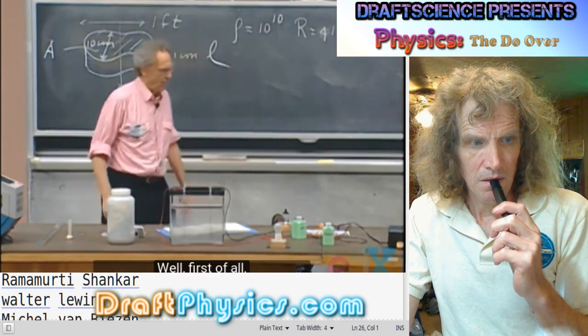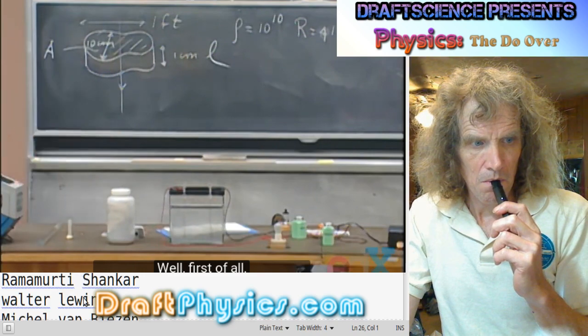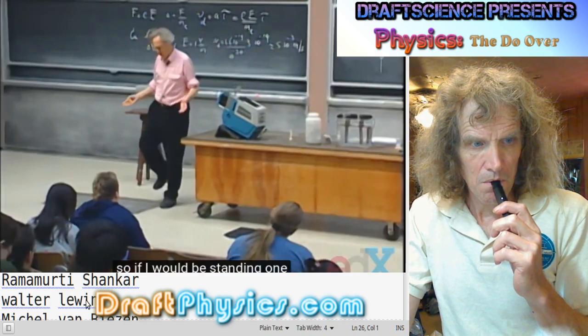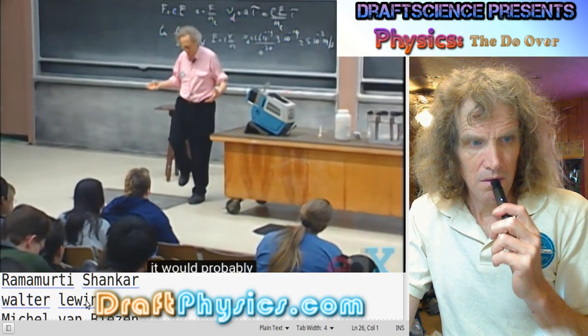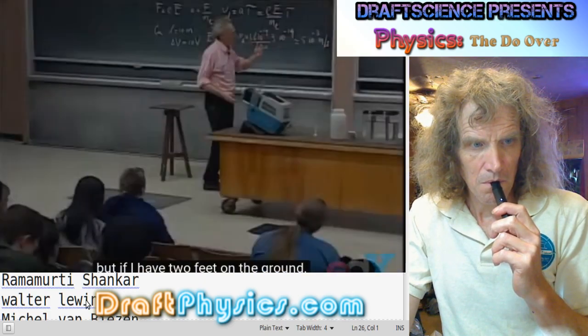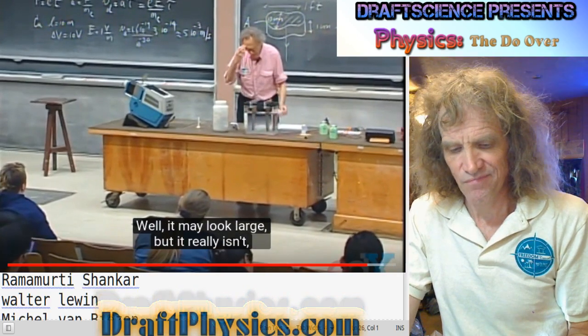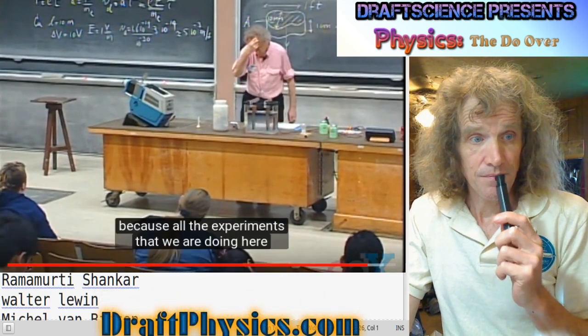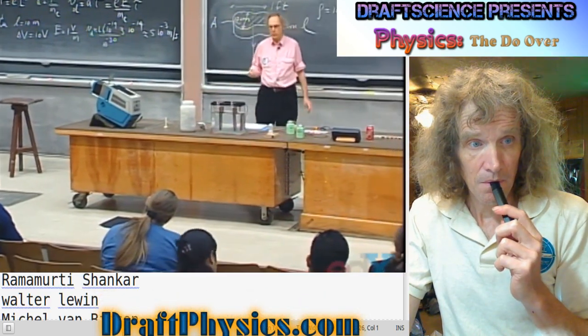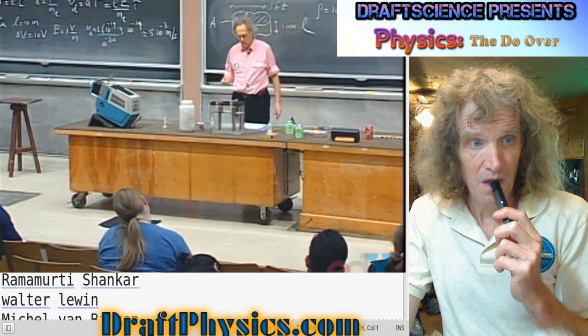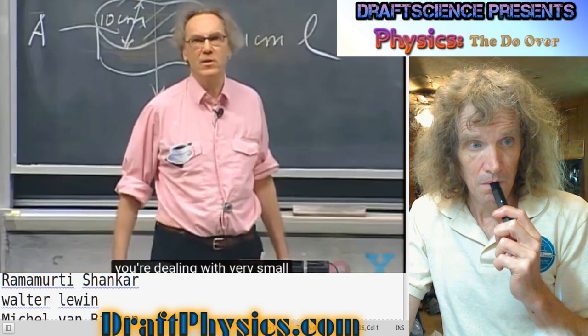Well, first of all, I'm walking on 2 feet, not on 1. So if I would be standing on 1 the whole lecture, it would probably be 4 billion. But if I have 2 feet on the ground, it's really 2 billion. You will say, well, that's still extremely large. Well, it may look large, but it really isn't, because all the experiments that we're doing here in 26100, you're dealing with very small amounts of charge.